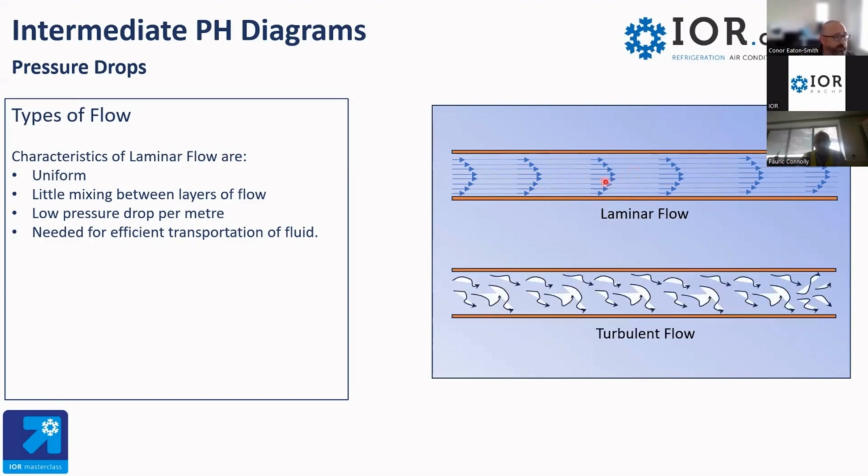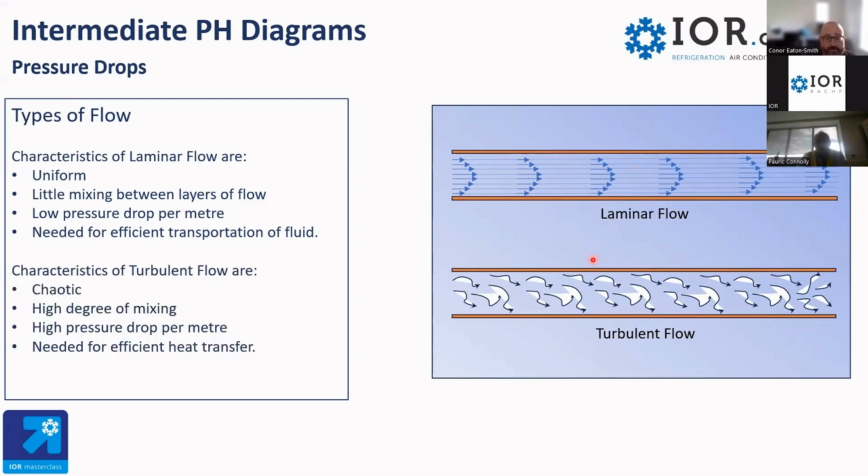And then we have turbulent flow. And turbulent flow is, well, turbulent. It's chaotic. It's defined by mixing, and it has a high pressure drop per meter in comparison to laminar flow. And to be frank, we need both. Laminar for efficient fluid transport, such as through liquid lines and through suction lines, and we need turbulent for efficient heat exchange, really.